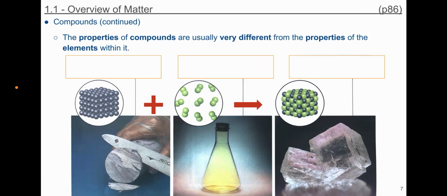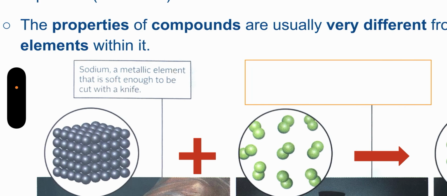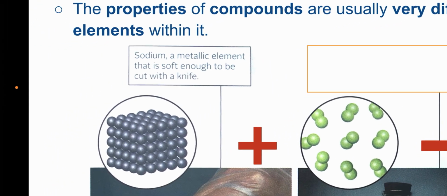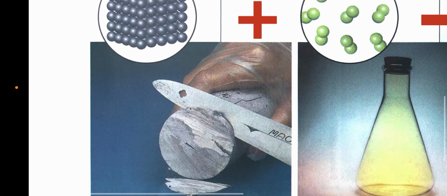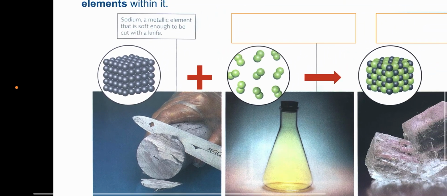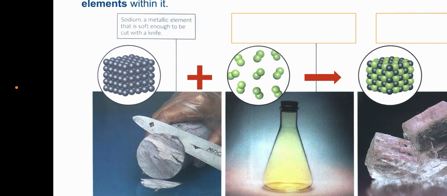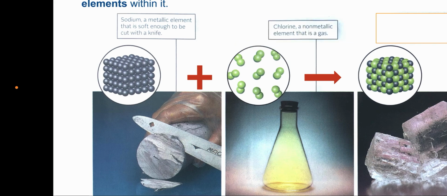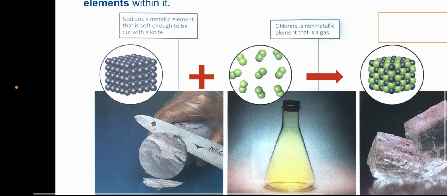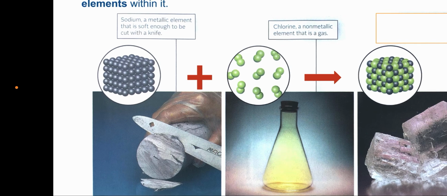So let's talk about what this actually is. We have sodium, which is a metallic element that is soft enough to be cut with a knife, which is kind of interesting for metals. We don't often think about metals as being soft, but some metals are, sodium. Okay, and then you have chlorine, which is a non-metallic element that's a gas. So we have one metal and one non-metal. We have one solid and one gas.